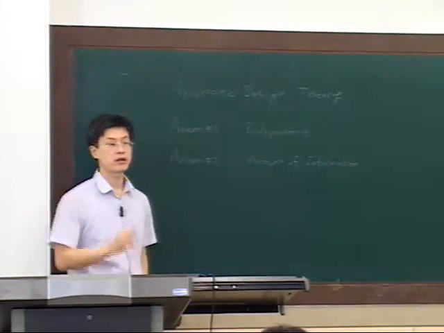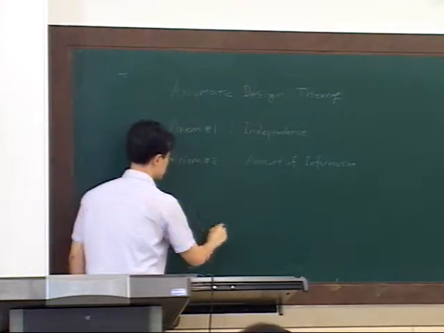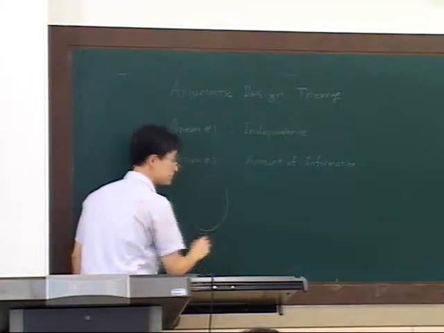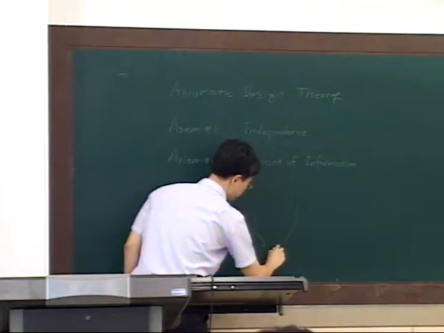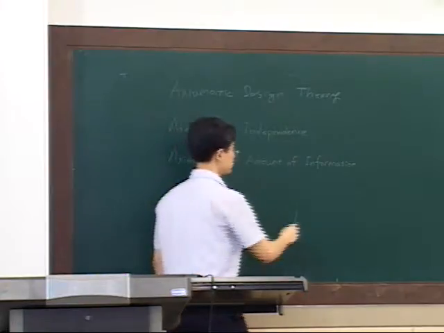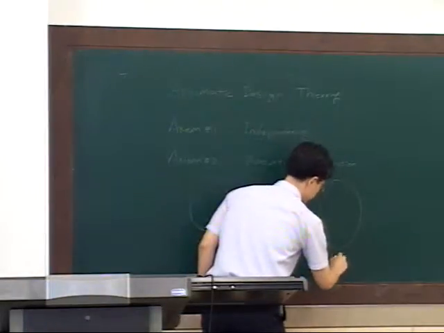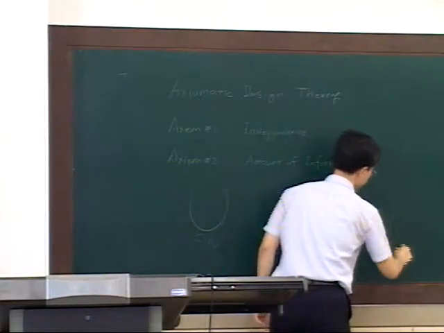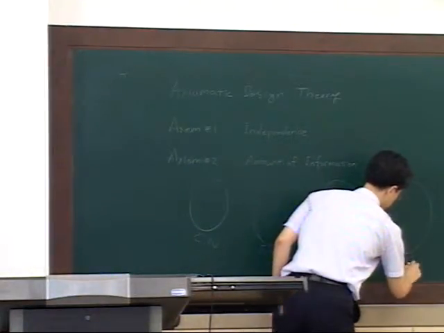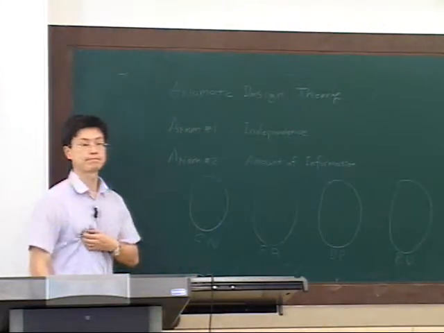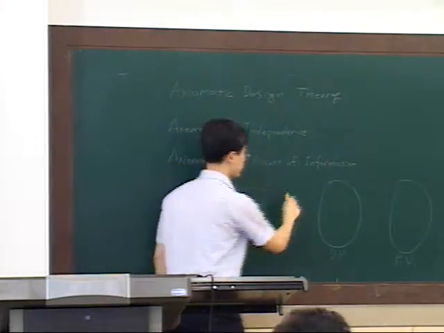In axiomatic design, they divided the design space into 4 categories. One is customer needs. Second is functional requirement. Third one is design parameters. Fourth one is process variables. And they are interrelated to each other, step by step.